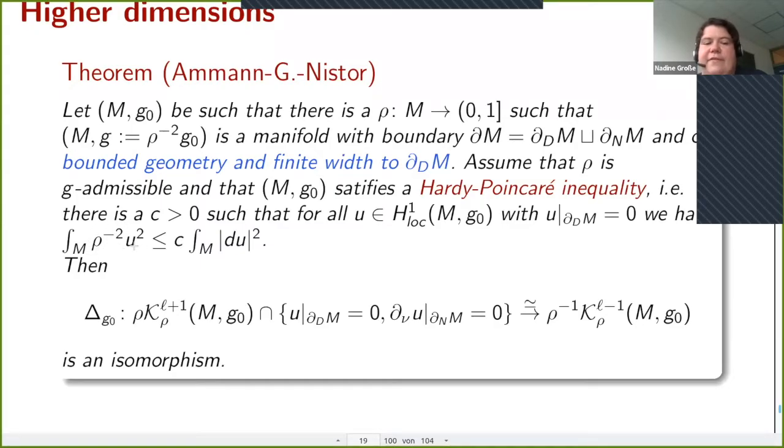In dimension two, that's completely equivalent to the Poincaré inequality on the blown up manifold. But in higher dimension, it's different. That's why it makes sense for higher dimension to use this full picture to get the right rho. So this geometric interpretation you still do in order to find out what the right weight function is. And this Hardy-Poincaré inequality you still have to worry about.